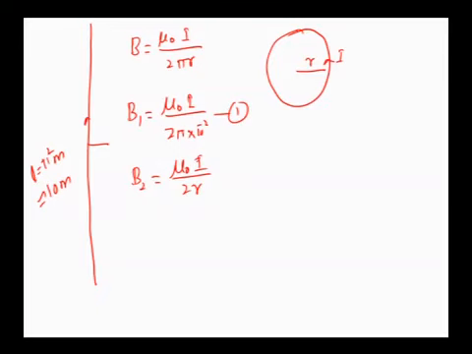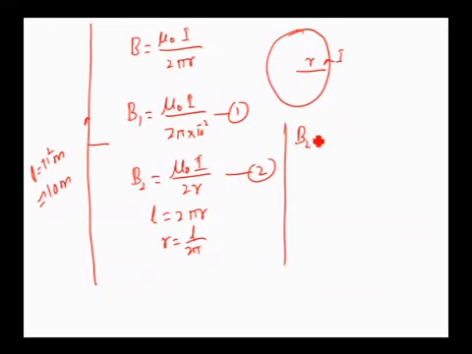For that we should cancel this r. So r we can express in terms of L, that is we know that L equals 2 pi r. Therefore r equals L divided by 2 pi. Okay, so now I can write B2 as mu naught I divided by 2 into r, where r is L divided by 2 pi. Okay, so 2 you can cancel. Then I can write B2 equals mu naught I pi divided by L.